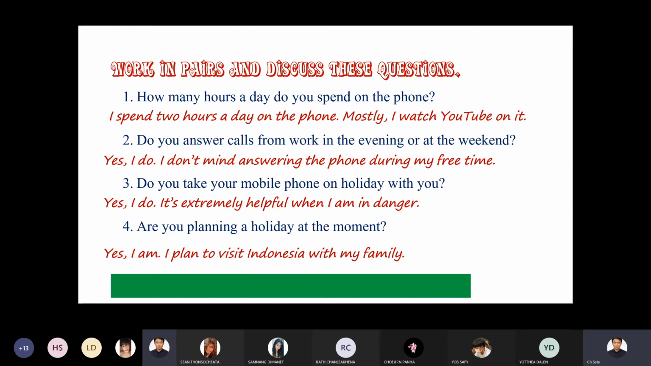How many hours a day do you spend on the phone? I spend 2 hours a day on the phone. Mostly I watch YouTube on it. 2. Do you answer calls from work in the evening or at the weekend? Yes, I do. I don't mind answering the phone during my free time. 3. Do you take your mobile phone on holiday with you? Yeah, I do. It's extremely helpful when I'm in danger. 4. Are you planning a holiday at the moment? Yes, I am. I plan to visit Indonesia with my family.